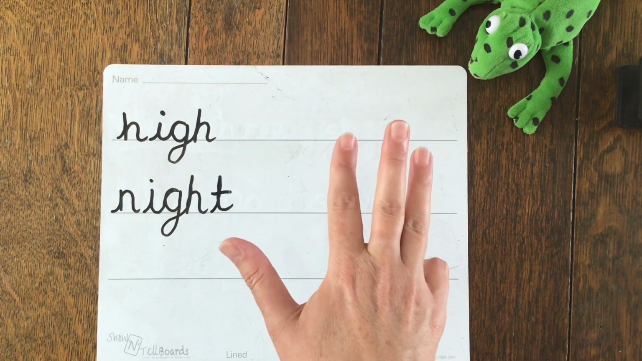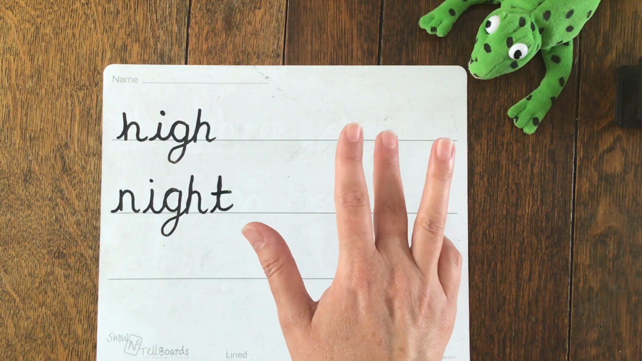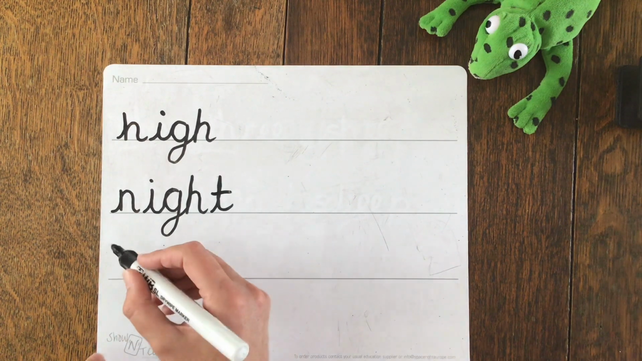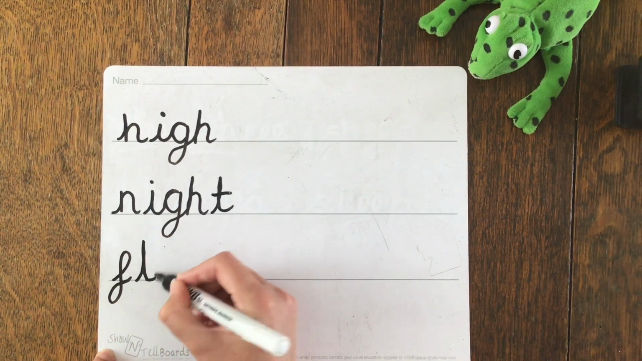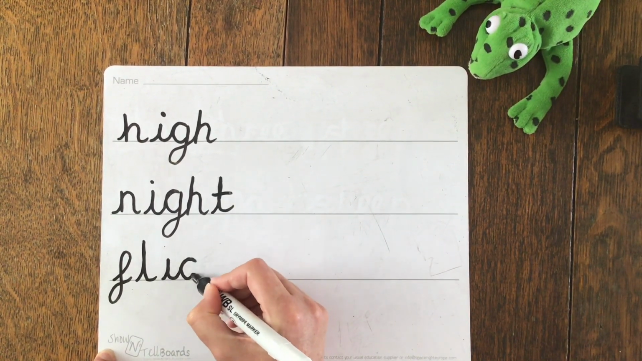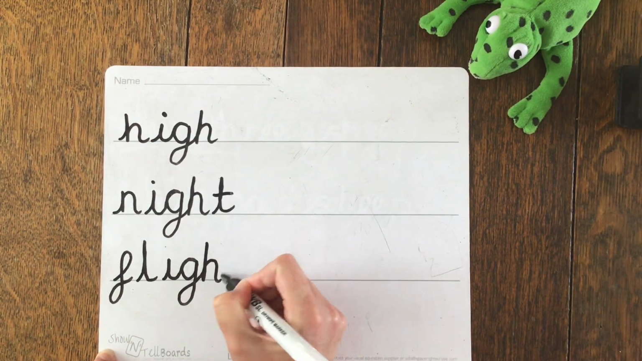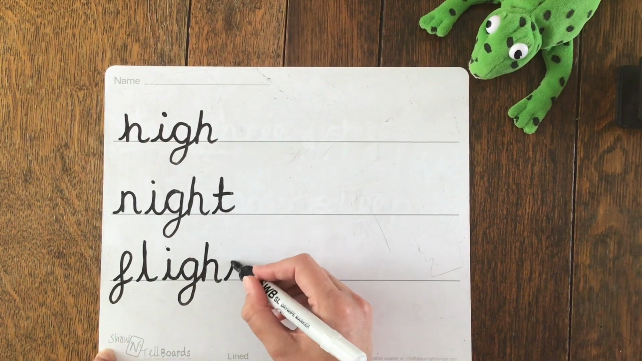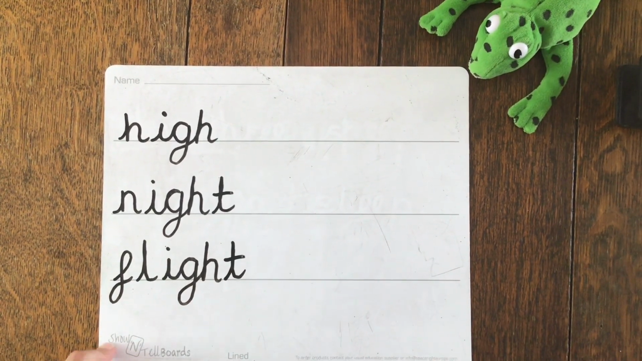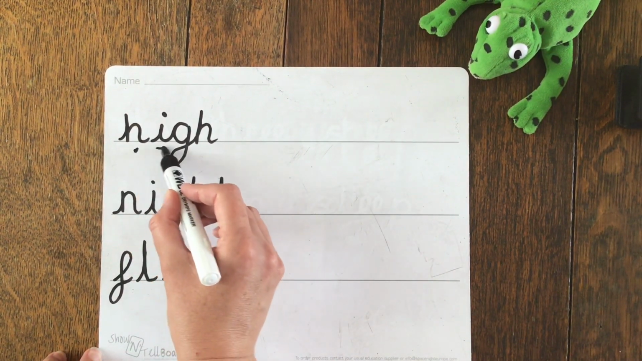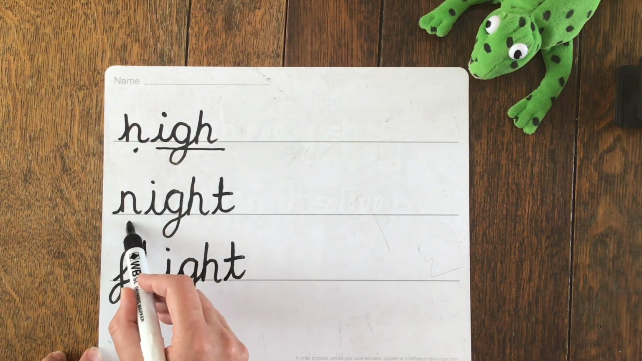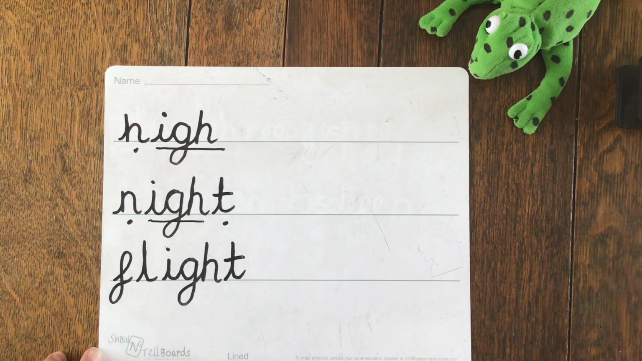And the last word we're going to write is flight. Flight. Four sounds in this word. So start off with a f, a lovely loopy f. Then l. Igh. Remember that trigraph. Flight. Let's add those sound buttons. Let's sound them out together as we're doing it. H, igh, high. N, igh, t, night. F, l, igh, t, flight.